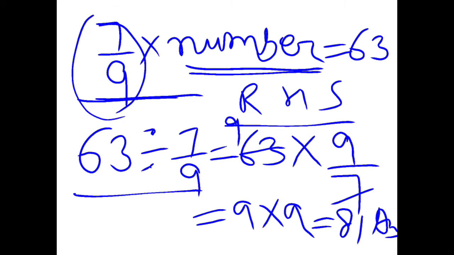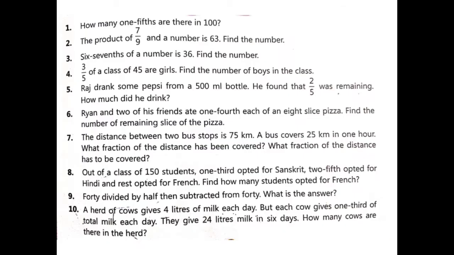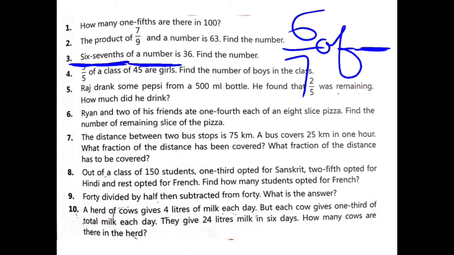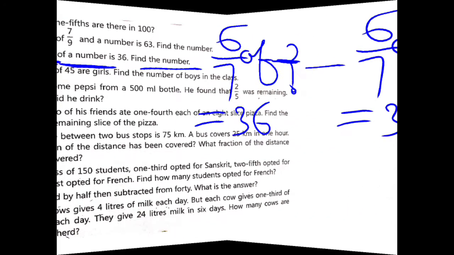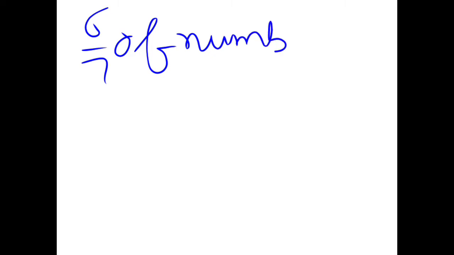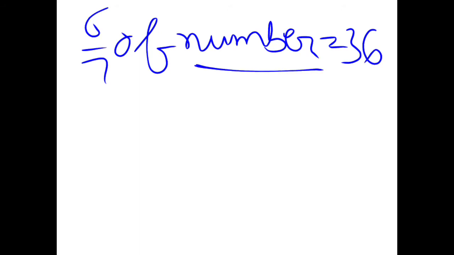It's very easy. Now read the statement for question number 3. 6/7. What is the meaning of 6/7? 6 upon 7 of a number is equal to 36. Then you have to find this number. So I am writing this on the next page. We have to find 6/7 of any number, which we don't know, is equal to 36. So what is the number? We have to find out this number.